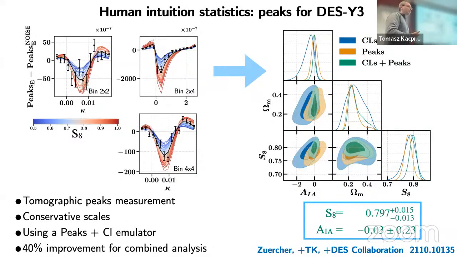Sorry, Thomas. One question. When you do this combined analysis, do you take into account the covariance between the two observables? That's right. It's actually quite interesting how to even technically do it, but we do it by compressing the data vectors. Okay.